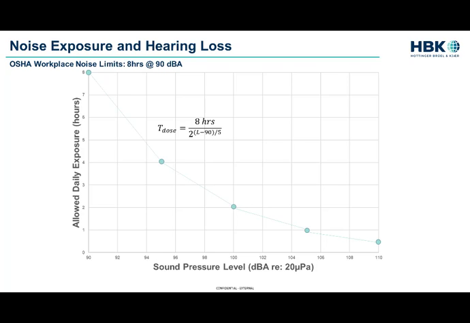This standard also includes a 5 dB exchange rate, which means that for every increase of 5 decibels to the average workplace noise, the allowable exposure time is cut in half. So OSHA only allows exposure to a 95 dBA workplace for 4 hours a day.